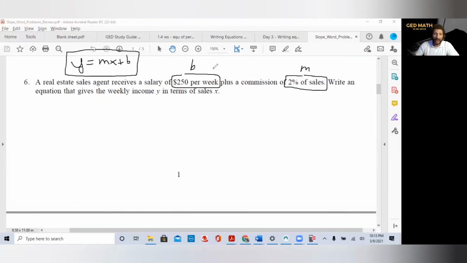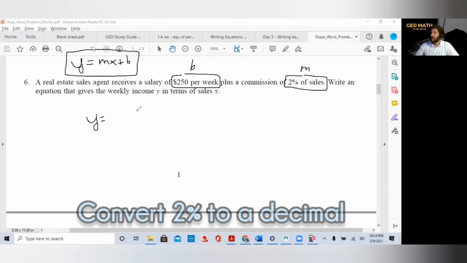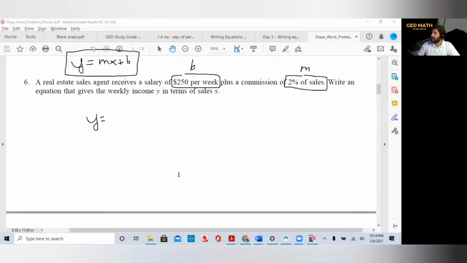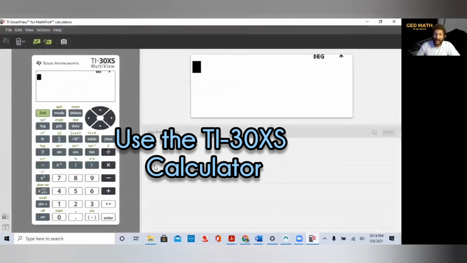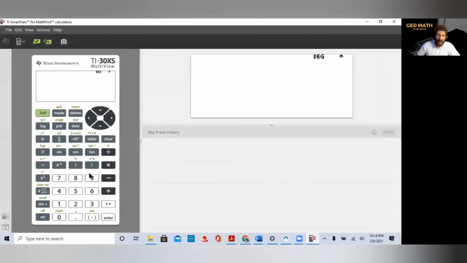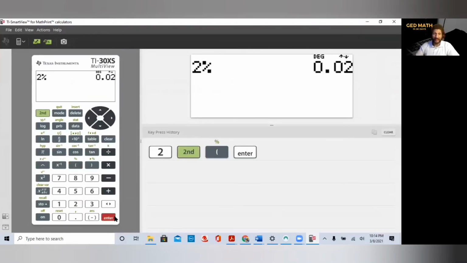So all we're going to do is plug in. So Y equals 2% X. We can't put 2% X. No, you cannot. But what is 2% as a decimal? I don't remember. Don't worry. Use your calculator. It is your friend. Let me grab my calculator. And let's change 2% to a decimal. So we're going to write in 2%. And we're going to hit enter. 0.02. We don't have to do any work. 0.02. Let me minimize it.